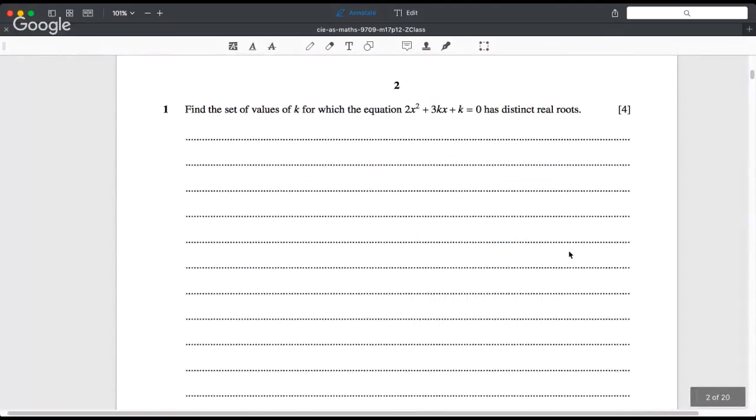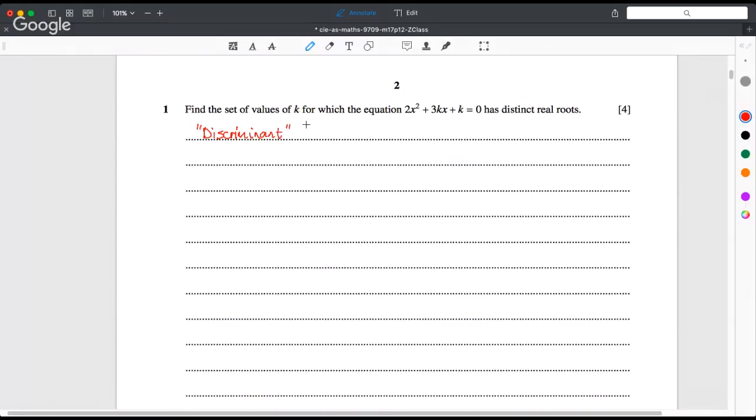Okay, so the first question requires you to know about the nature of roots of quadratic equations, and all about this thing called the discriminant, which is often given the symbol capital delta, and to know that if this is greater than 0, that means there are two distinct real roots. That's the case that we're looking at now.